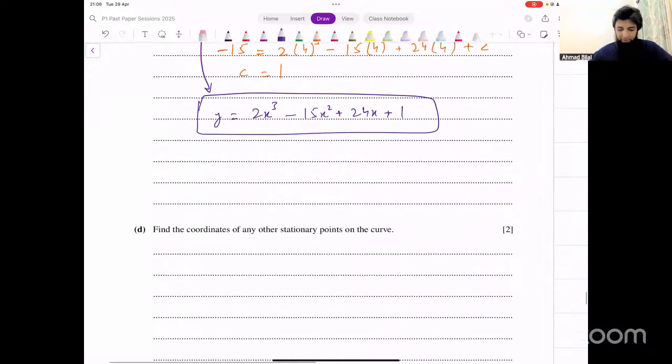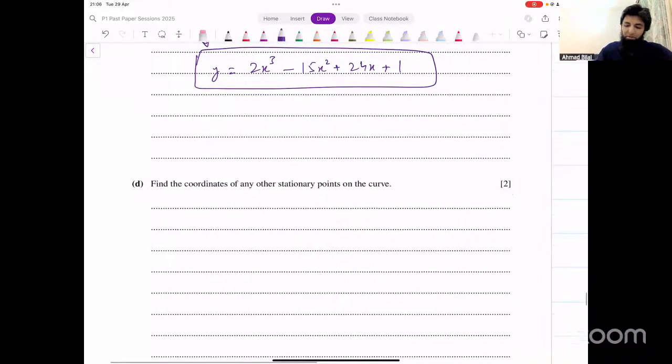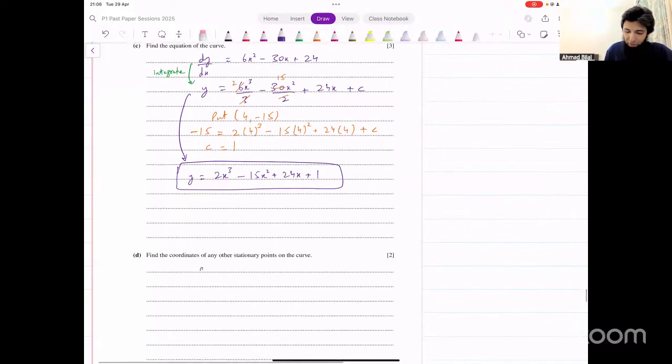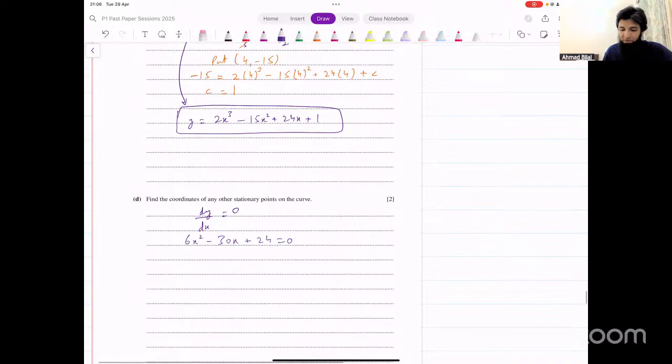All right. Part D. It says find the coordinates of any other stationary points on the curve. How do you find stationary points? You put the derivative equal to 0. So that's what you do now. dy over dx equals 0. 6x squared minus 30x plus 24 equals 0.